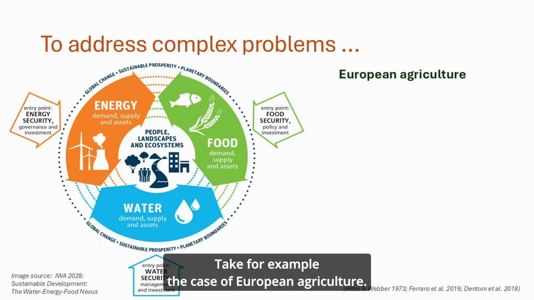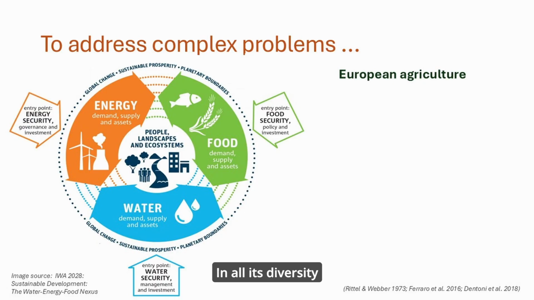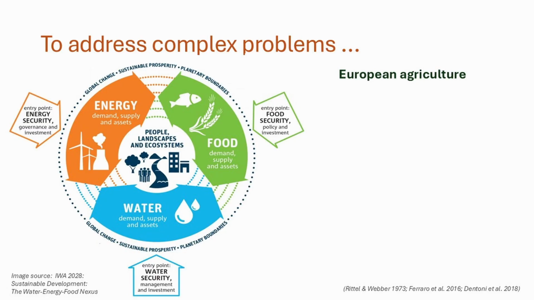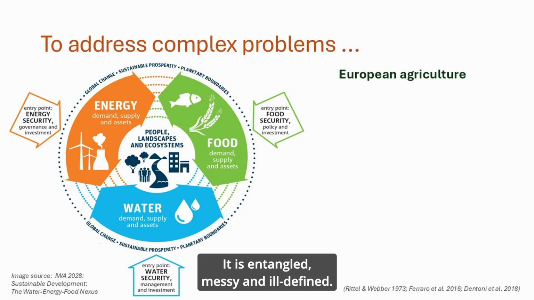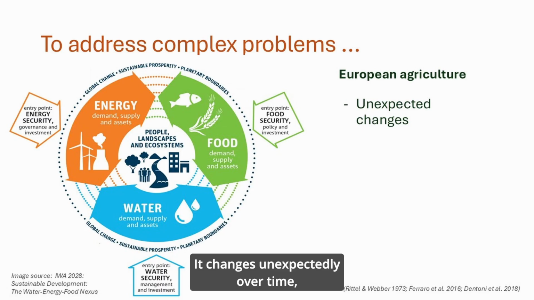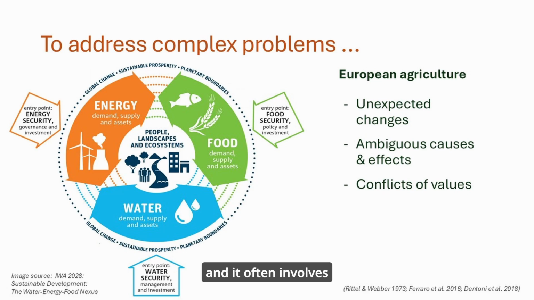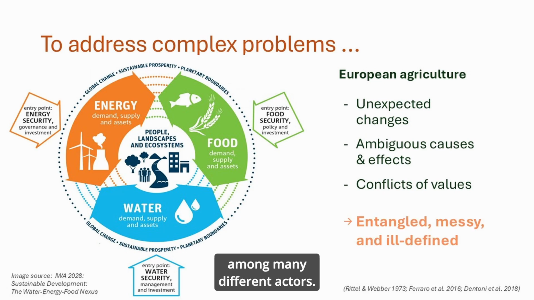Take, for example, the case of European agriculture. In all its diversity across landscapes and regions, and at the nexus of food, energy, and water. This is not a neat or clearly defined problem. It is entangled, messy, and ill-defined. It changes unexpectedly over time, its causes and effects are often ambiguous, and it often involves conflicts of values among many different actors.